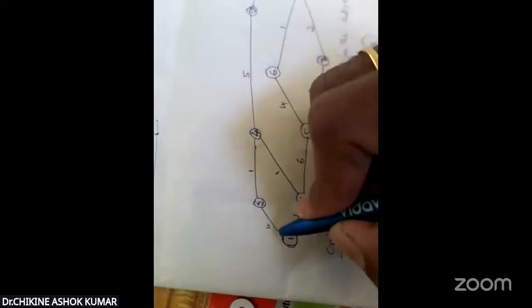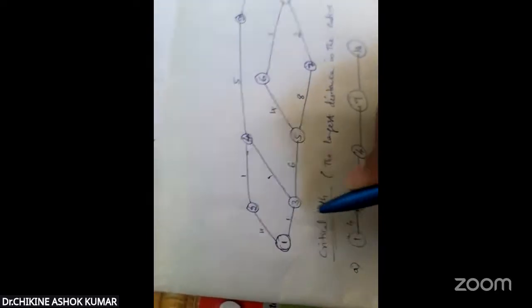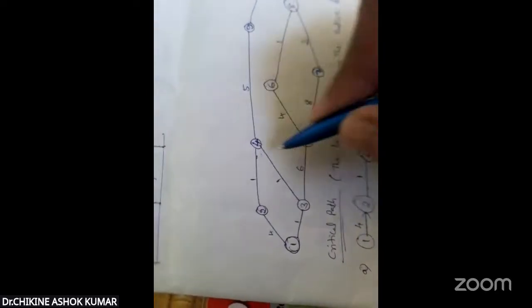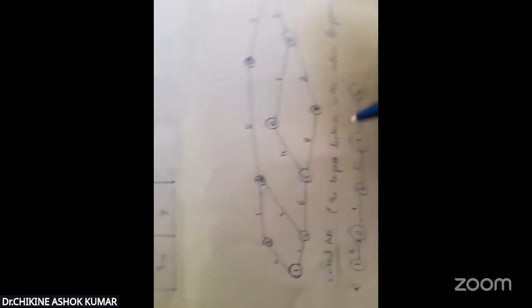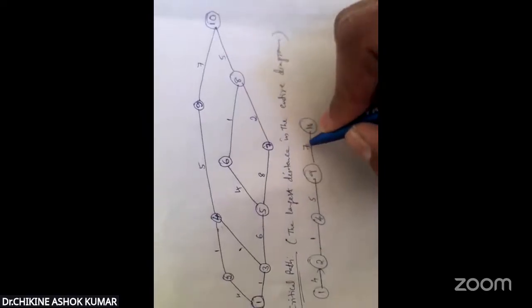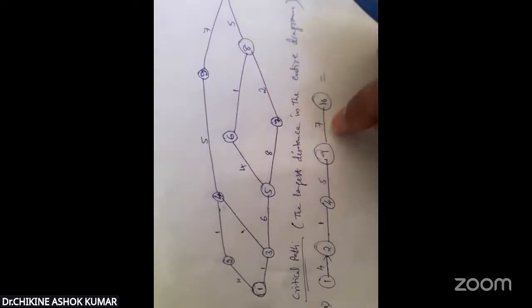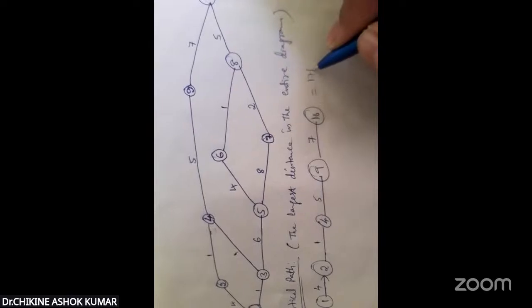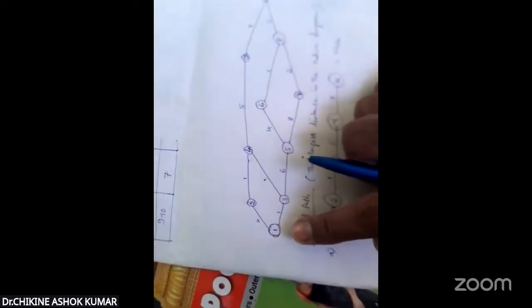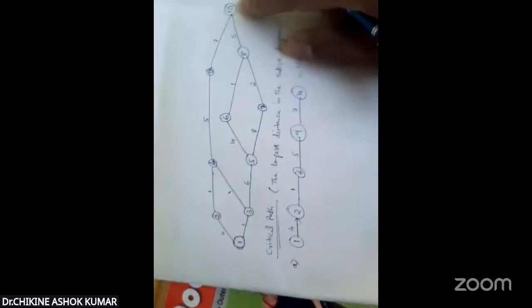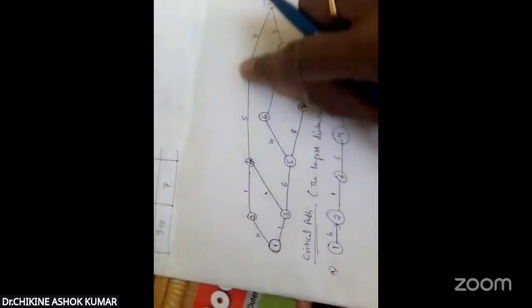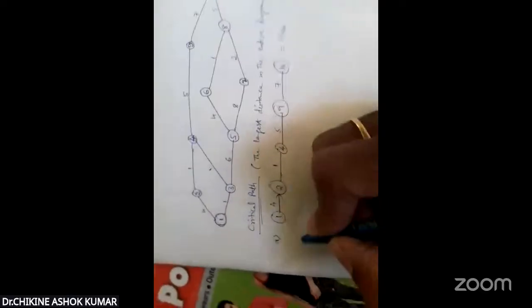And what about the time duration? For 1 to 2, it takes 4 hours. 2 to 4, 1 hour. 4 to 9, 5 hours. 9 to 10, 7 hours. What is the total time? 4 plus 1, 5. 5 plus 5, 10. 10 plus 7, 17 hours. It takes 17 hours starting from 1 and ending at 10.